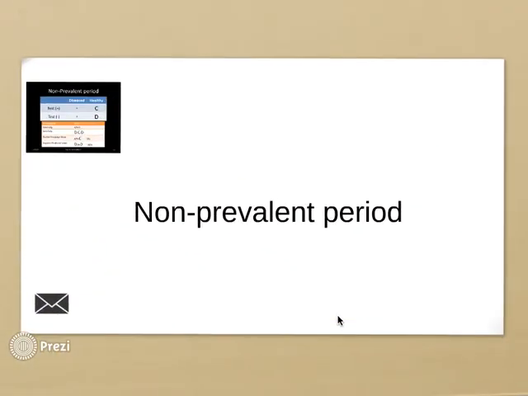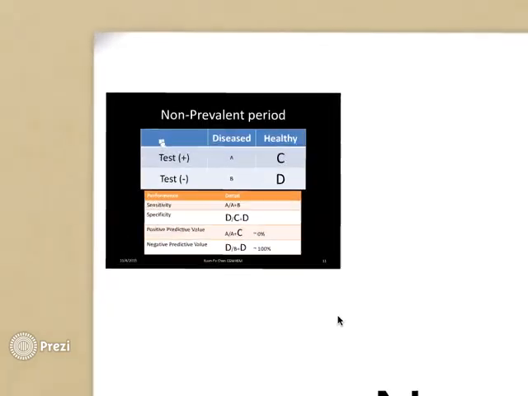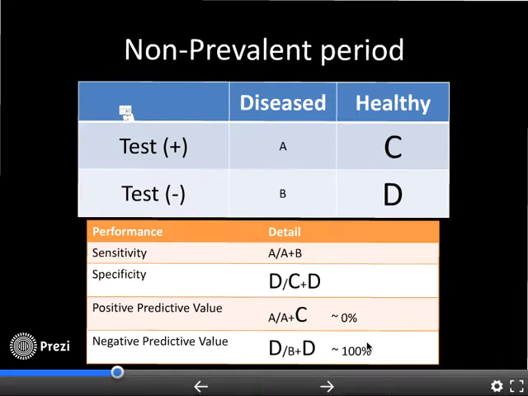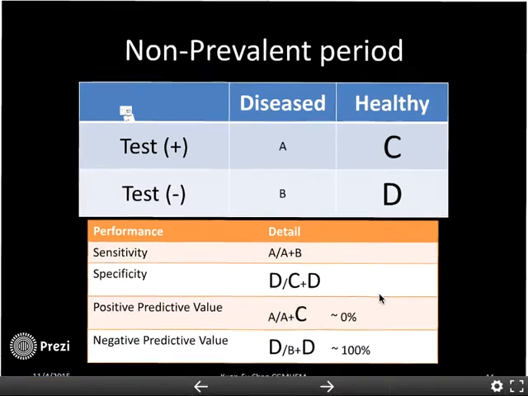Let's see what's going to happen during a non-pandemic period. Just treat the size of the alphabet as the size of the sample. During the non-pandemic period, you have mostly healthy patients, so that won't influence the performance of your sensitivity or specificity. But your positive predictive value will be bad, and the negative predictive value will be good.